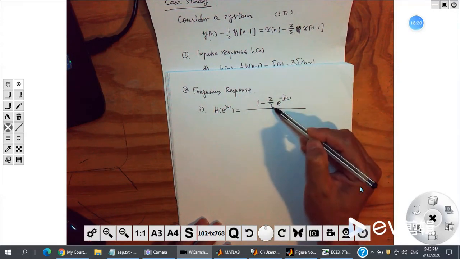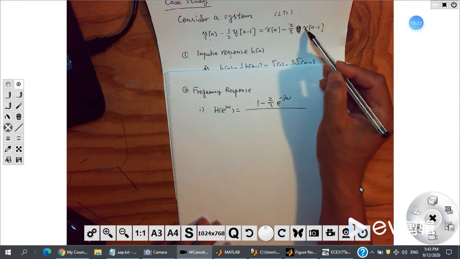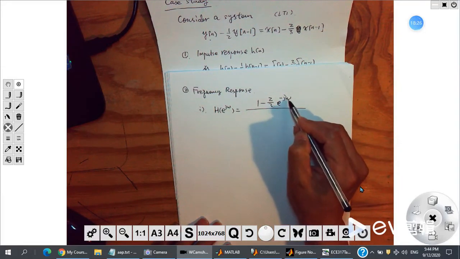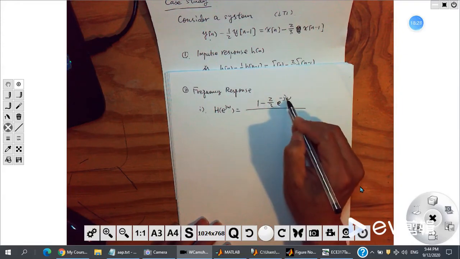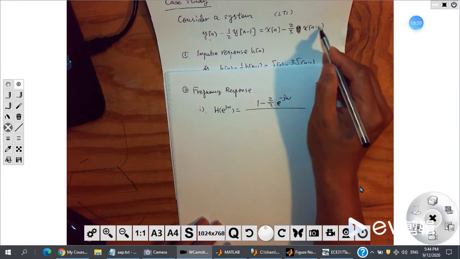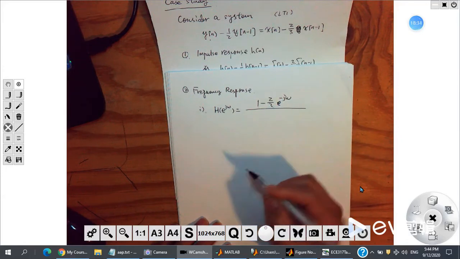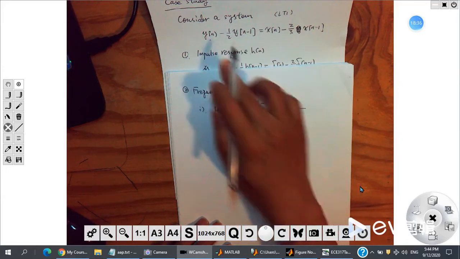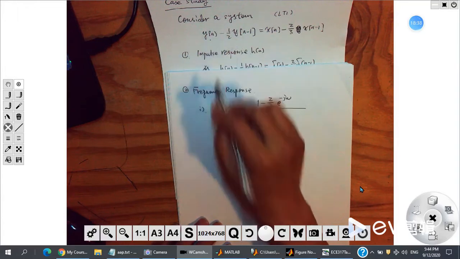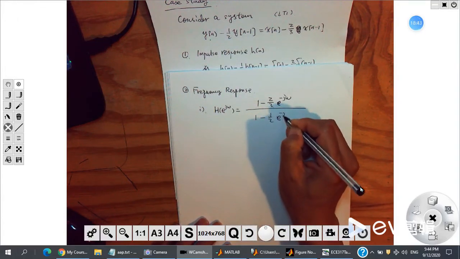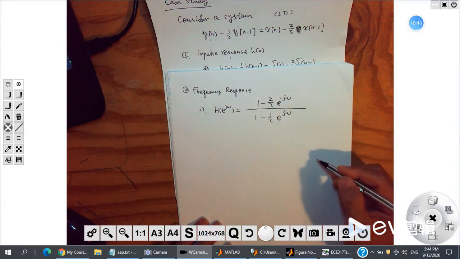Copy this coefficient and shift x, so you multiply by e to the negative j omega. One shift, then one of these. If you have shifted by 2, then here you need to multiply by 2 here. Right. Similarly for the denominator, it comes from the output. So this is 1 minus 1/2 e to the negative j omega. So this is the frequency response.